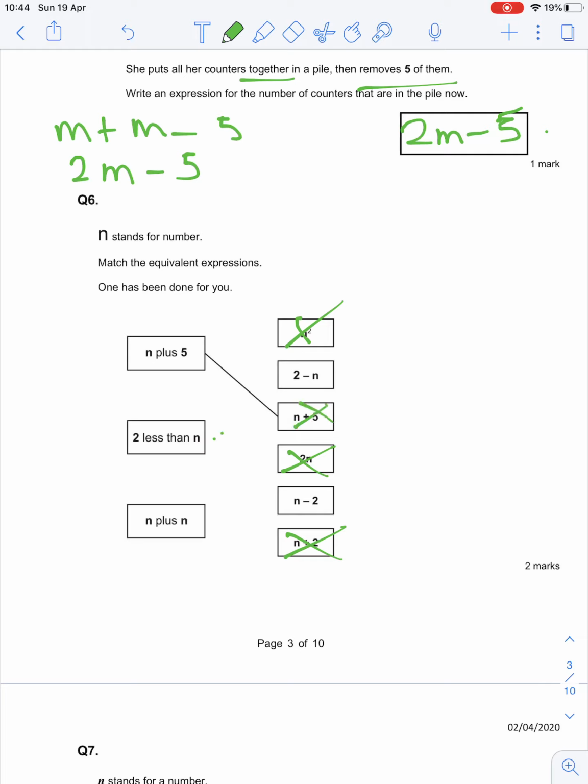Then this one, it's meant to catch you out a bit because you'll go 2 less than n, and you'll think maybe this one. But think about it, because you're starting with n and you're taking away 2. So it should be this one.